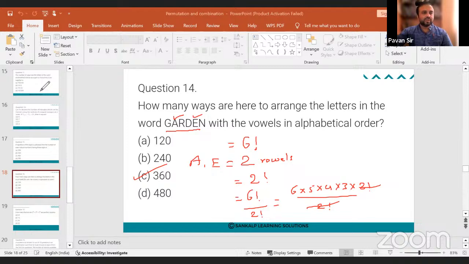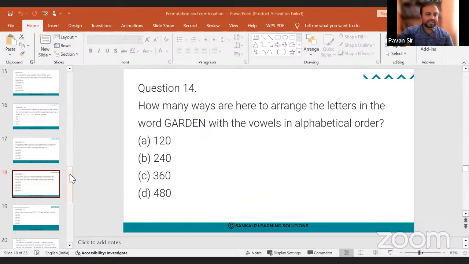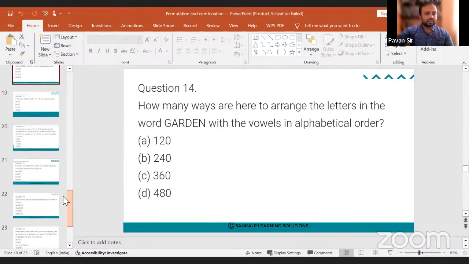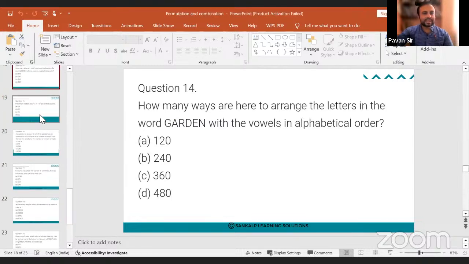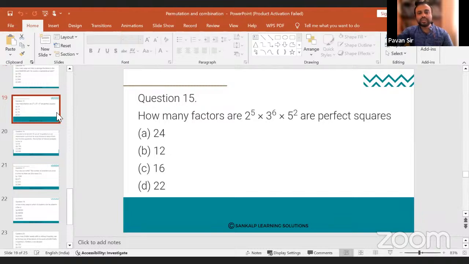So students, with this we'll wind up today's class. Within a few seconds, I will show the next questions. Try to get the correct answer for this. Take the screenshots fast. How many factors of 2 raised to 5 into 3 raised to 6 into 5 raised to 2 are perfect squares? Take the screenshot and try to get the correct answers.